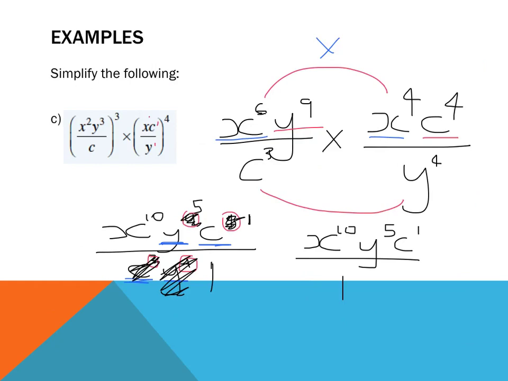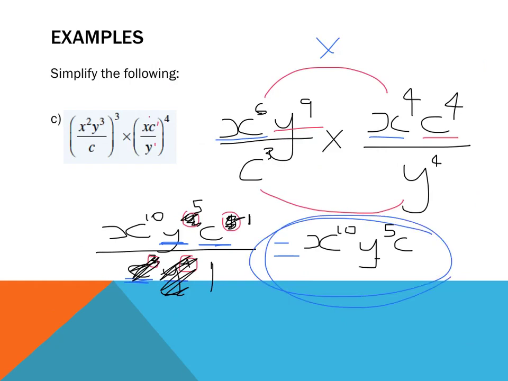So, I mean, you don't have to write it over 1. That just cancels out. Okay, I need to make sure that in my final answer, I don't leave the 1's in. So if I write them there to remind me, I have to make sure I get rid of them. And this is my final answer after I've simplified. X to the power of 10, y to the power of 5, c. And that's it, guys. That's dividing with index law extended.